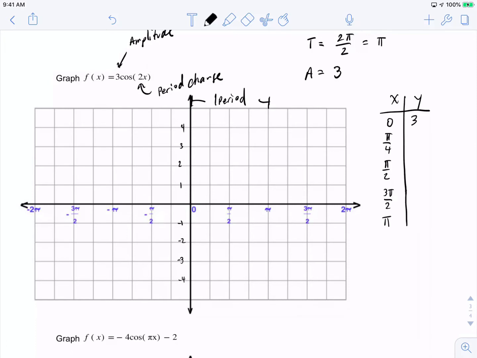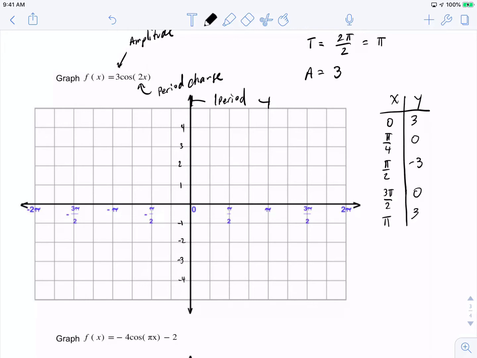So again, 2 times 0 is 0. Cosine of that 0 is 1, and then multiplied by 3 gives us a 3. When I plug in pi over 4 for x, times 2, that's the same as pi over 2, so cosine of pi over 2 is 0, times 3 is still going to be 0. When I plug in pi over 2, 2 times pi over 2 is pi. That's going to give me a -1 value, times 3 is going to give you a -3. And then by that same reasoning, that's going to be 0, and that's going to be 3.